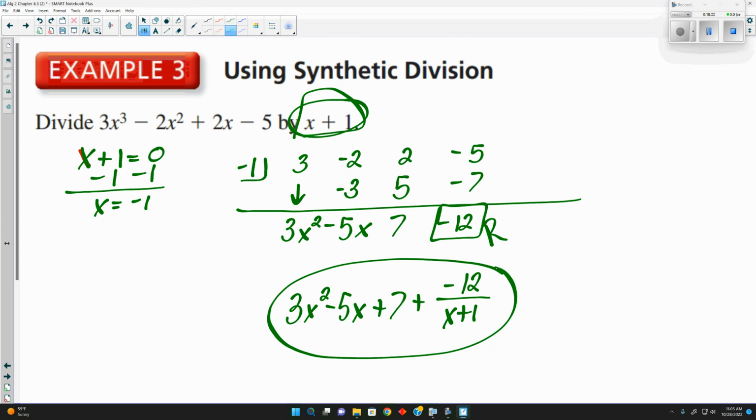Questions on any of this here? We good with all this here so far? Okay. Do we need to see another example of synthetic division? You feel comfortable with this here? Okay.